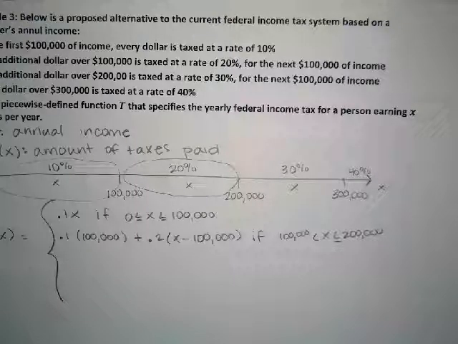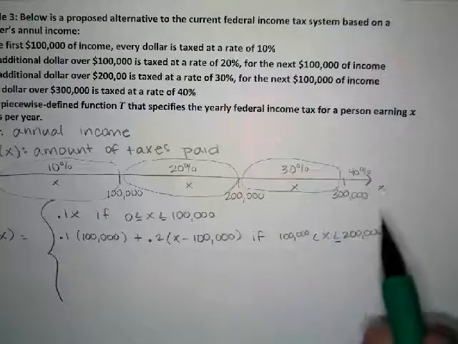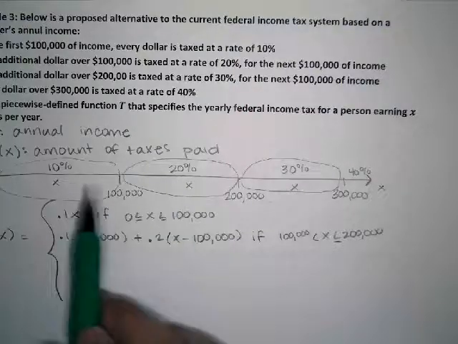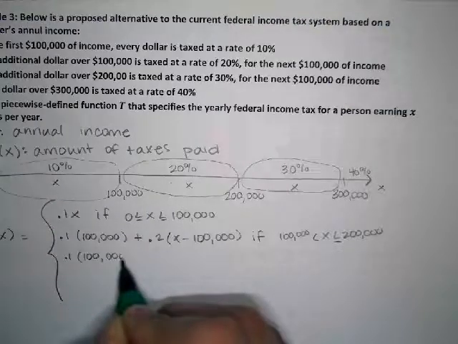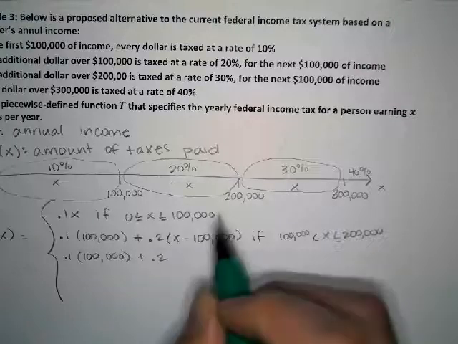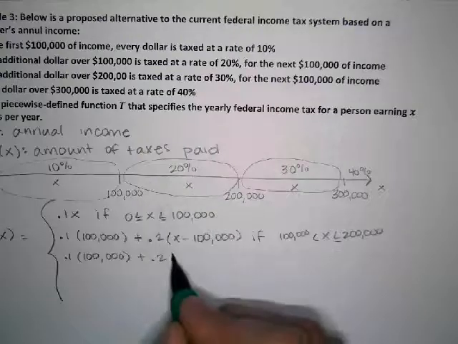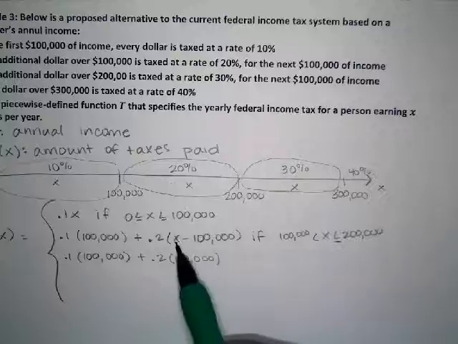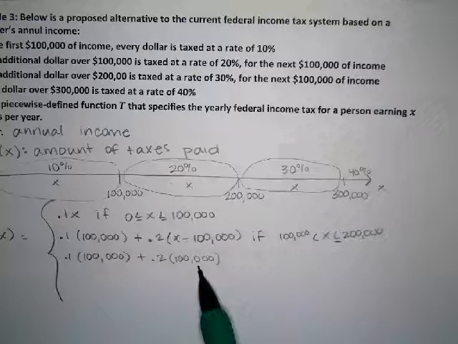If you are into the third section, what has already happened? You made 200,000. You paid 20%. You've already passed these two. So you've done 10% of 100,000. You've done 20% of another 100,000, because from 100 to 200, that's still just $100,000. Now, if you wanted to, in this parenthesis, you could write 200,000 minus 100,000. I'm just simplifying it. Everyone understand that I just simplified it?